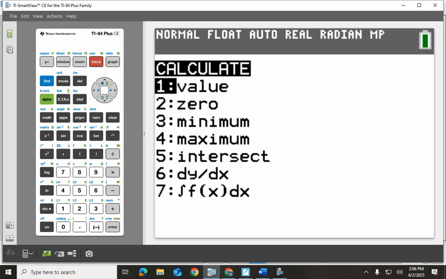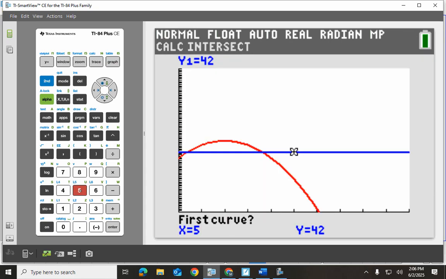So second trace number 5 is what's going to do that for us. Now here's where you do want to pay attention to that little cursor. If I hit enter, enter, enter right now, it will find whatever intersection point it's closest to. So it will find me this one, which is fine. 1, 2, 3. It found me that one. So 3.6 seconds.